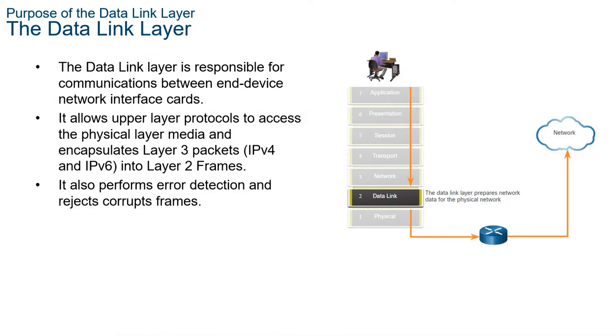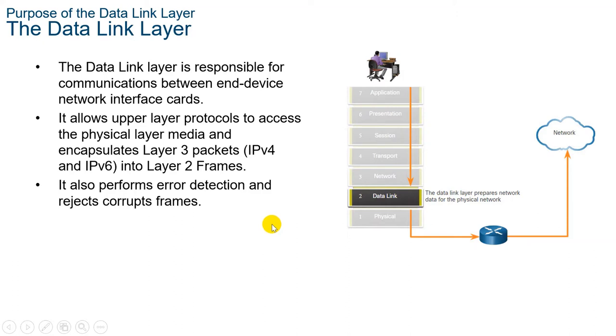The data link layer of the OSI model is on layer 2, okay? From this protocol stack, it prepares the network data for the physical network. The data link layer is responsible for network interface card to network interface card communications. So the data link layer does the following. It enables the upper layer to access the media.